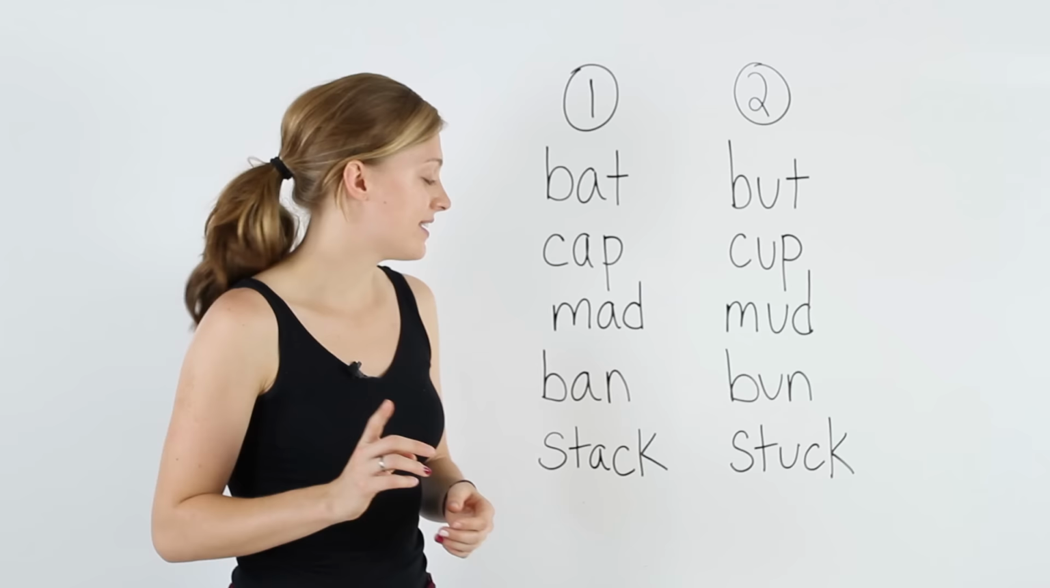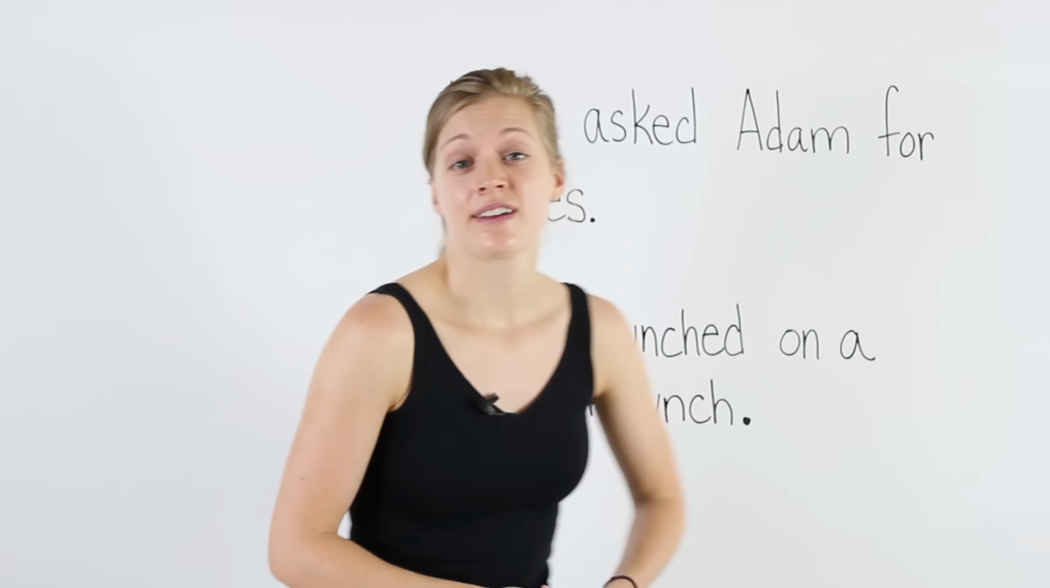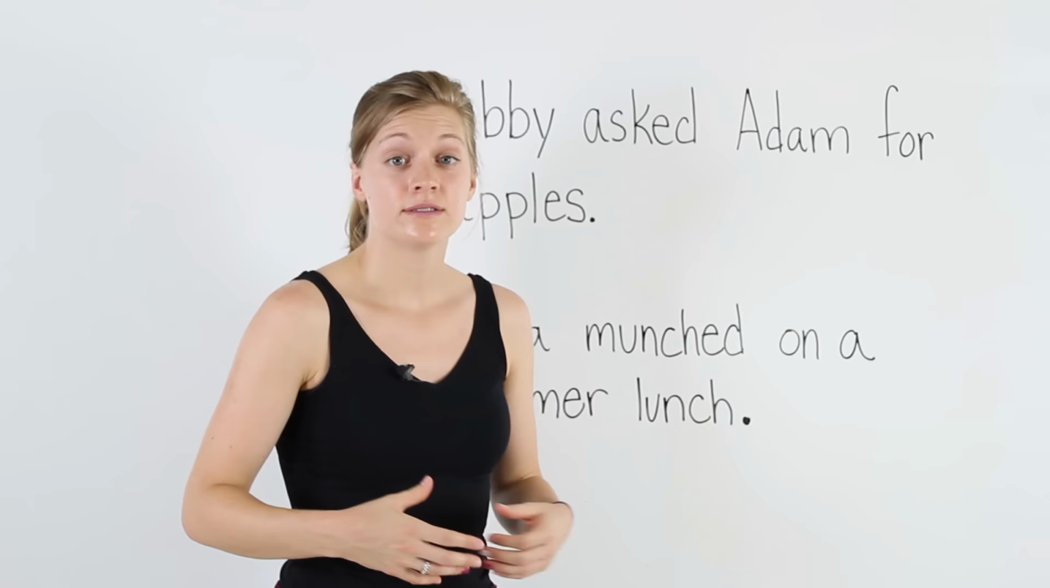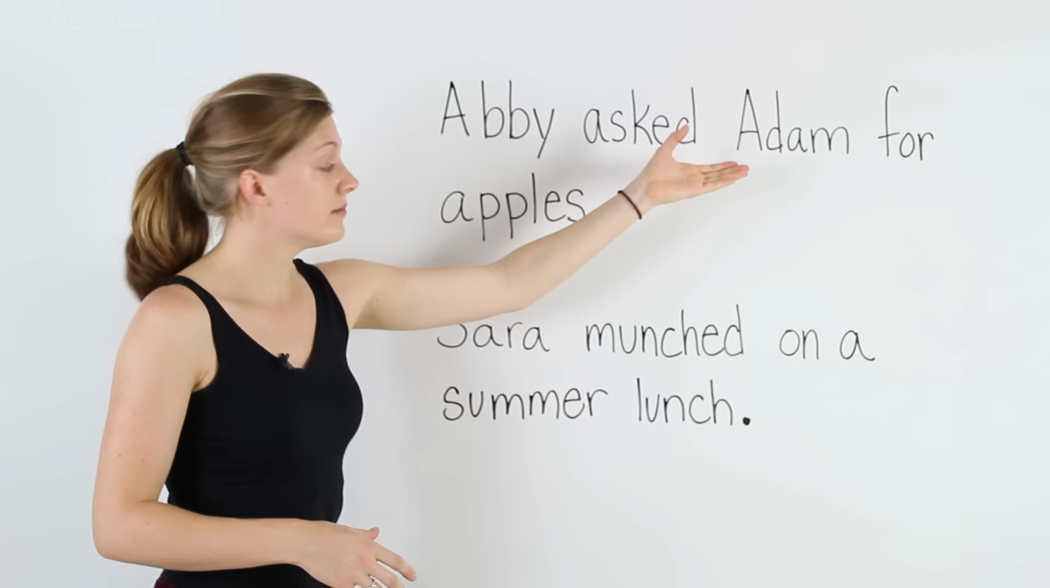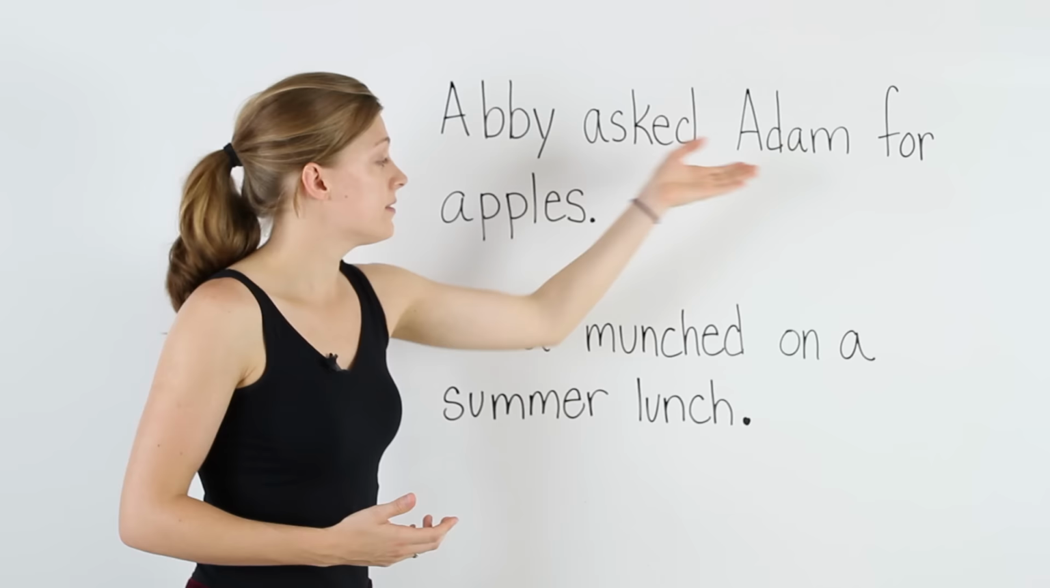Now that you've practiced, let's look at some example sentences. Now let's look at our first example sentence. Our first sentence focuses on the sound ah. Abby asked Adam for apples. Repeat with me. Abby asked Adam for apples. Abby asked Adam for apples.